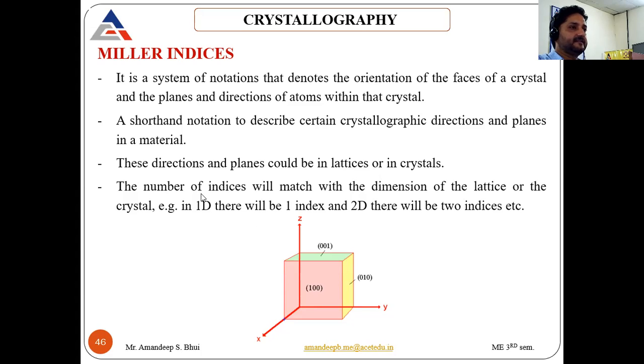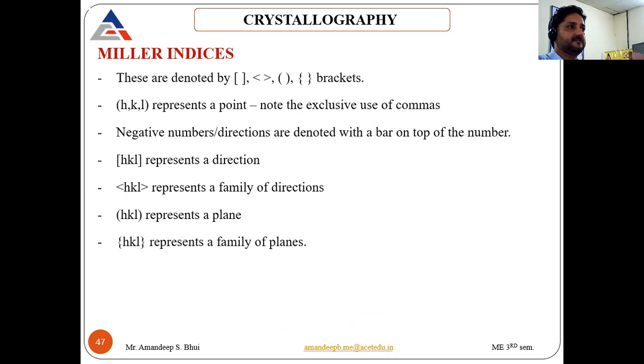Now, the number of indices, that is, the indices in the brackets. If it is a one-dimensional plane, we will define it with only one index. If it is a two-dimensional plane, we will go for two indices. If it's a three-dimensional plane, we'll go for three indices. And if it is a four-dimensional plane, like in your hexagonal structure, we will go for four indices to define the direction of the crystallographic plane or the direction of the atoms in the crystal structure. So this is the definition of the Miller indices.